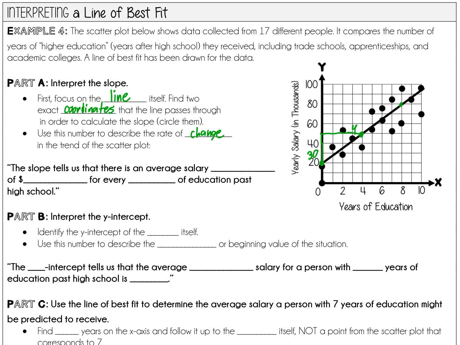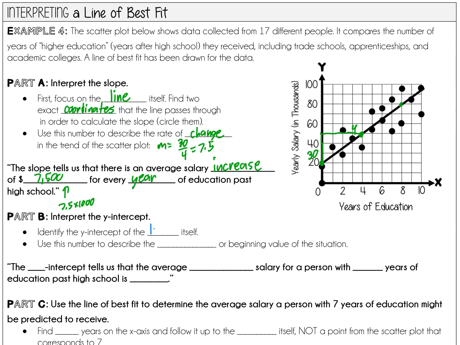Use this number to describe the rate of change in the trend of the scatter plot. The slope tells us that there's an average salary increase of $7,500 for every year of education past high school. Notice how we took our slope and put it in the context of the data and situation. Since 7.5 was the yearly salary increase in thousands, we multiplied 7.5 by 1,000 to get 7,500. The denominator here is 1, so it's for every 1 year.